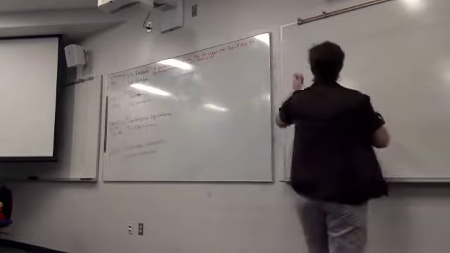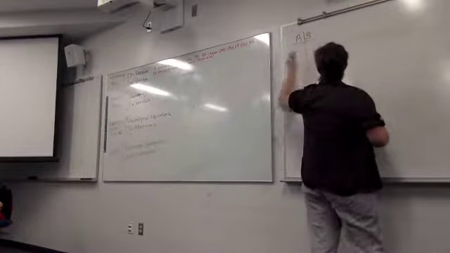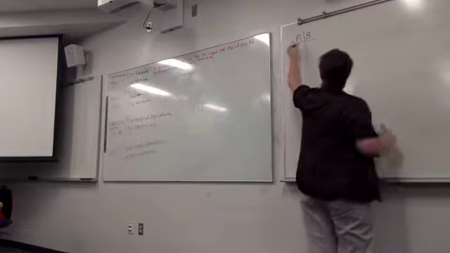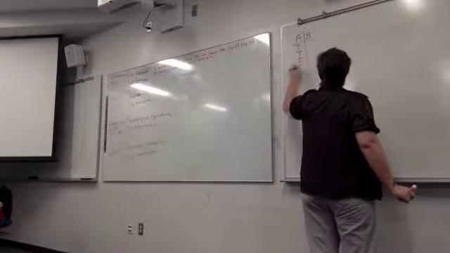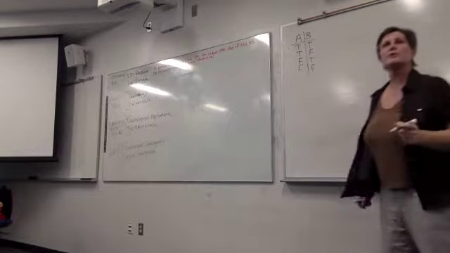Okay, so here's, let's take an example. So remember, we've got, if we have two atomic sentences, we have four possible combinations of truth values, right?